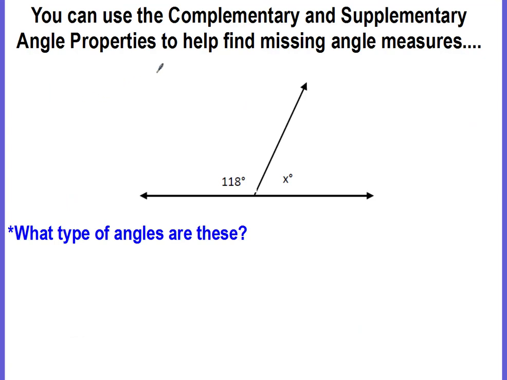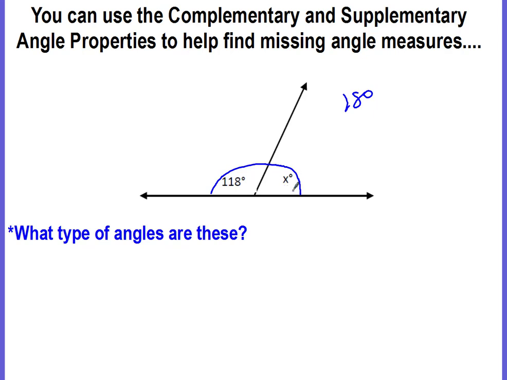Okay, we can use the complementary and supplementary angle properties to help find missing angle measures. So the first thing you need to do is look at what you have. We know one angle is 118 degrees. We want to find the other angle. It's not a triangle, so it's not like we've got two angles that we can add together. But look at what type of angles they are. They are adjacent. They're next to each other. So if you put them together, what do they make? Do they make a right angle? Is it perpendicular? Or do they make a line? They make a straight line, a straight angle. That means they add up to 180 degrees.